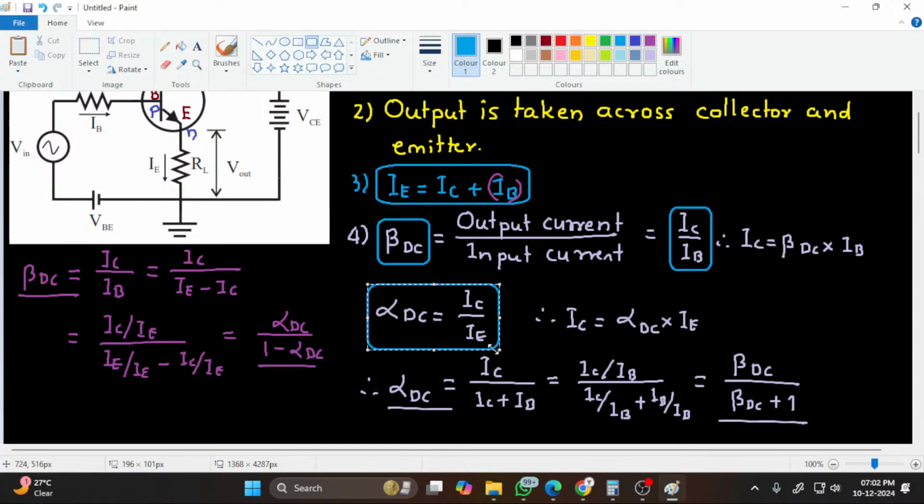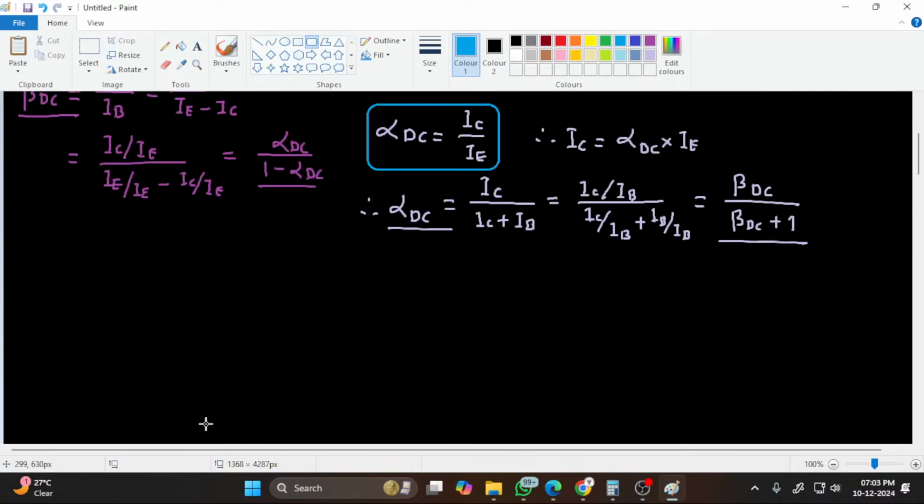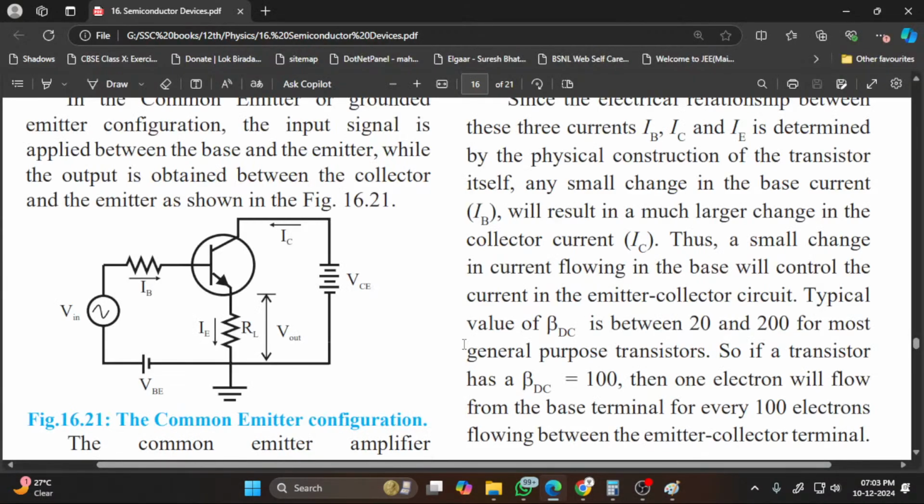Typically, value of beta DC is between 20 to 200, and for most general purpose it is around 100. That is, one electron will flow from the base terminal for every 100 electrons between emitter and the collector terminal. So this is how the common emitter circuit is there. Then we write the common emitter characteristics, input characteristics and output characteristics.